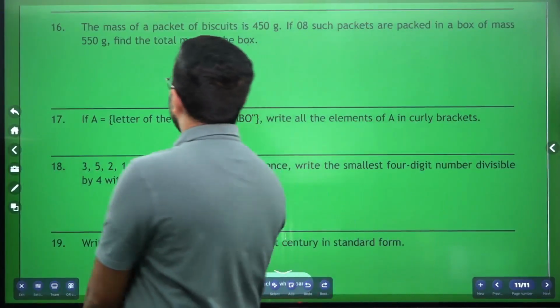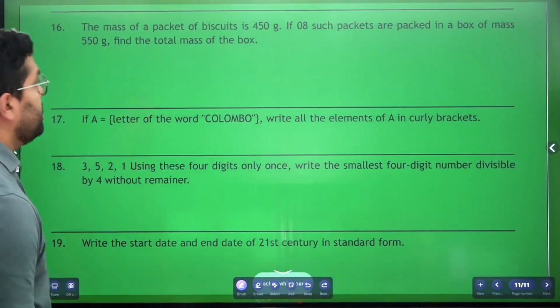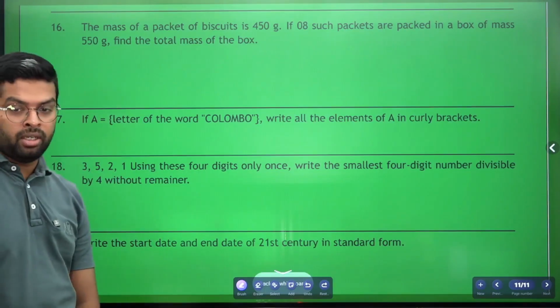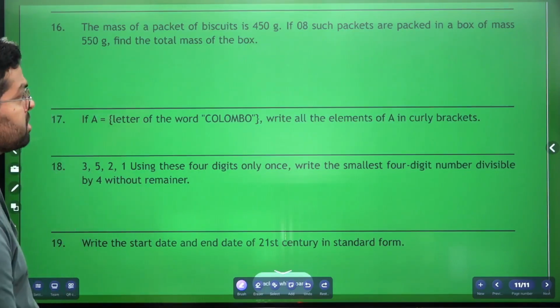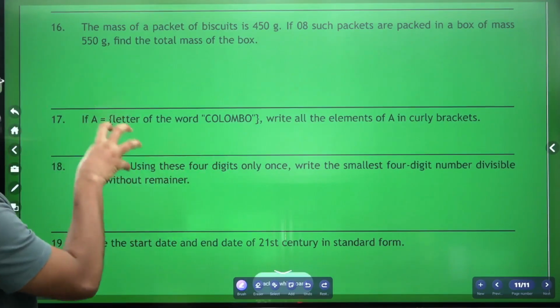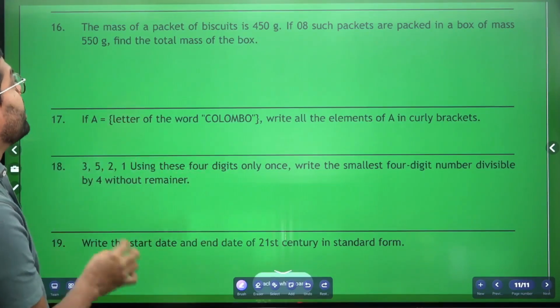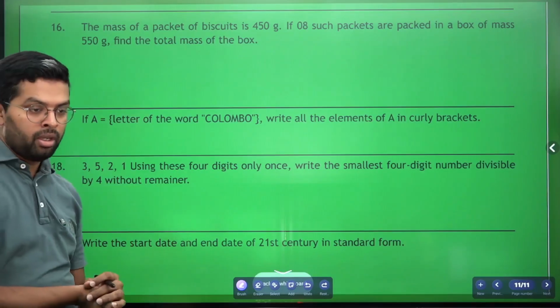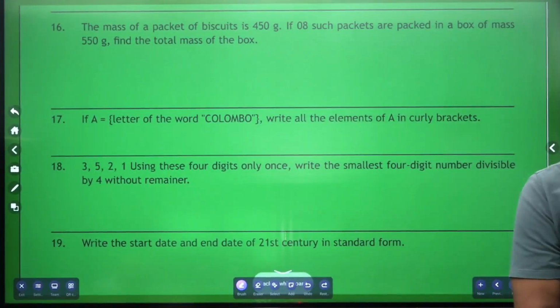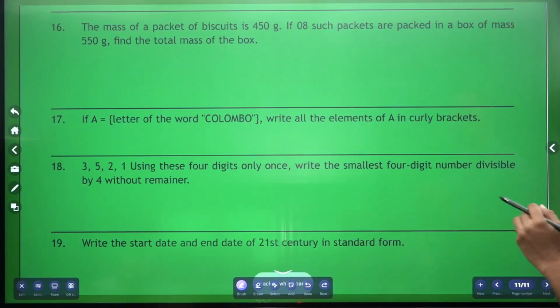The mass of a packet of biscuits is 450 grams. If 8 such packets are packed in a box of mass 550 grams, find the total mass of the box. These are very easy questions, so don't lose your marks for these kinds of questions. You have to read it correctly, understand the given information correctly, and then write the answer.